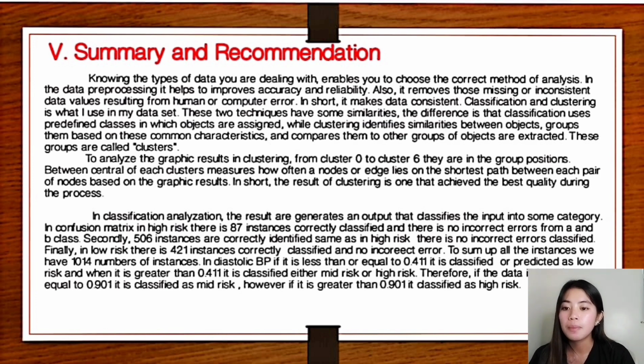In the diastolic BP, if it is less than or equal to 0.411, it is classified or predicted as low risk, and when it is greater than 0.4, it is classified as either mid risk or high risk. Therefore, if the value is less than or equal to 0.901, it is classified as mid risk. However, if it is greater than 0.901, it is classified as high risk.